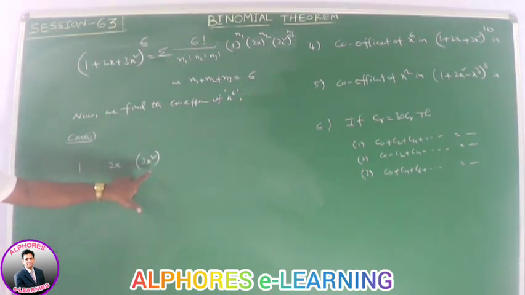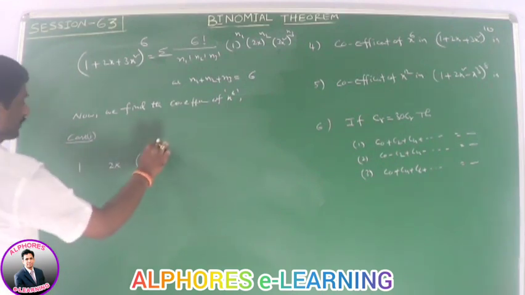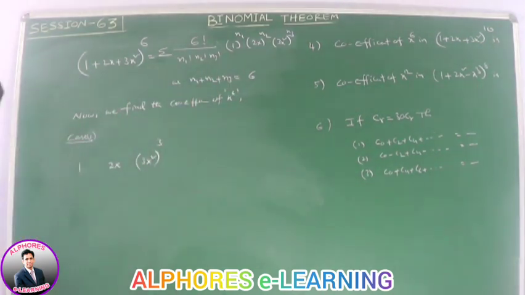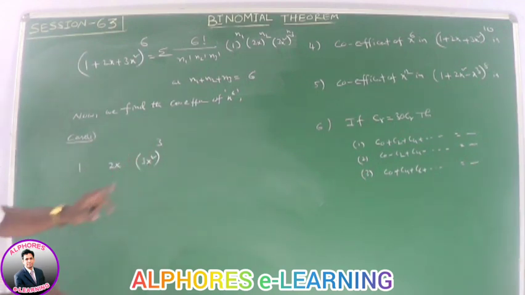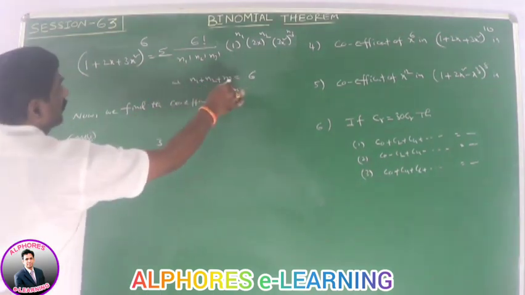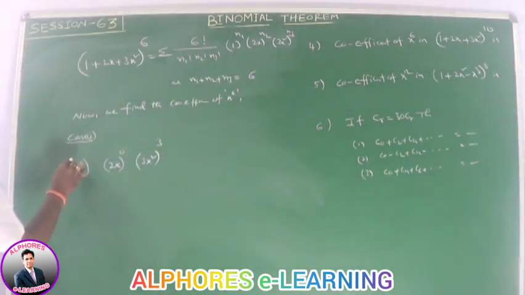Suppose we take the power of 3x² as 3, n3 is 3. 2 into 3 means 6, we get the x power 6 term. So here there is no x term, that means x power 0. Already we get x power 6, so the term (2x) does not contain x, that means its power is 0. But the sum of the indices n1 plus n2 plus n3 is equal to 6, so 3 plus 0 plus 3 is equal to 6. So the power of 1 must be 3.